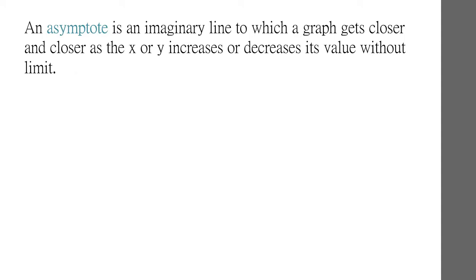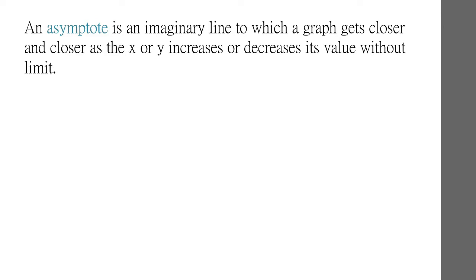Okay, so let us first define an asymptote. An asymptote is an imaginary line to which a graph gets closer and closer as the x or y increases or decreases its value without limit.